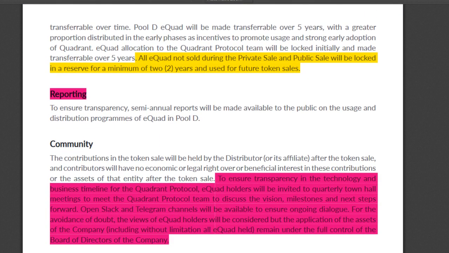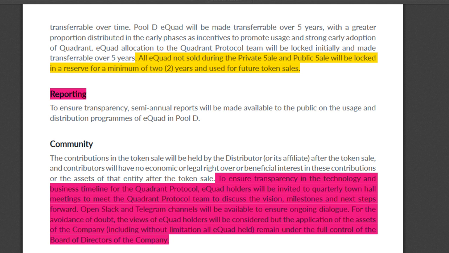Reporting: semi-annual reports will be made available to the public on usage and distribution programs of the eQuad pool and the D pool. So, you know, that's something else. If somebody's uncomfortable with how much the company's holding, there will be reporting for that.